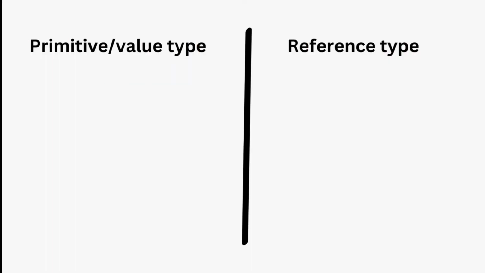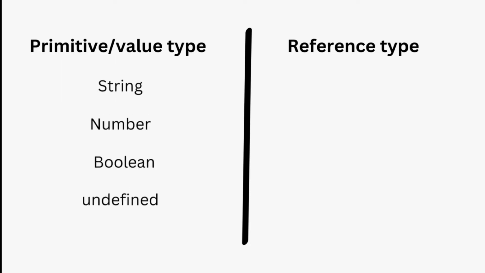Generally, data types are divided into two categories: primitives or value types, and reference types. In this part, we will cover primitives, and later in this course, we will learn about reference types. We have strings, numbers, Boolean, and undefined. Let us look at each of the data types in action.